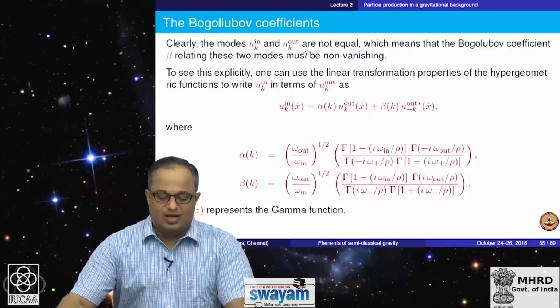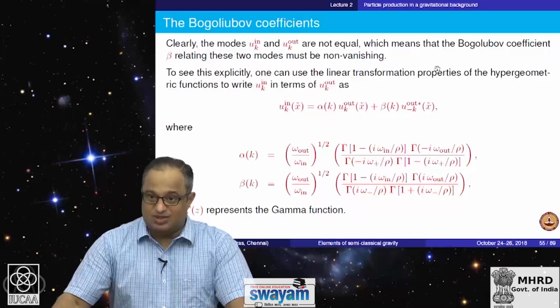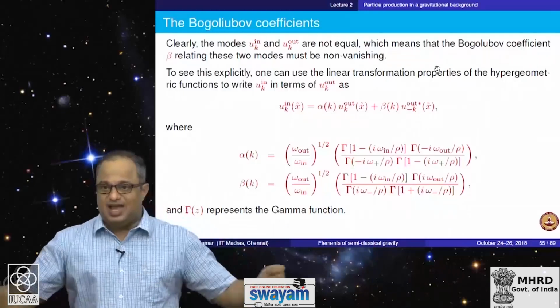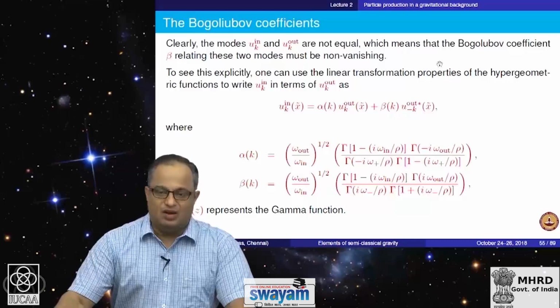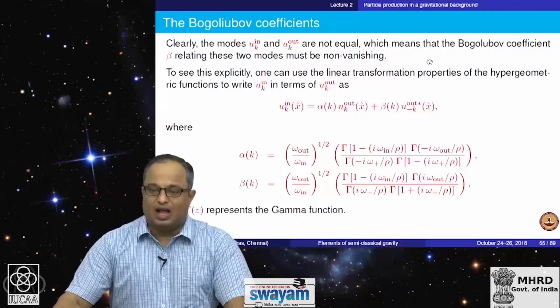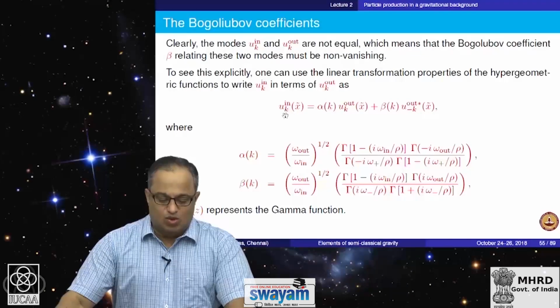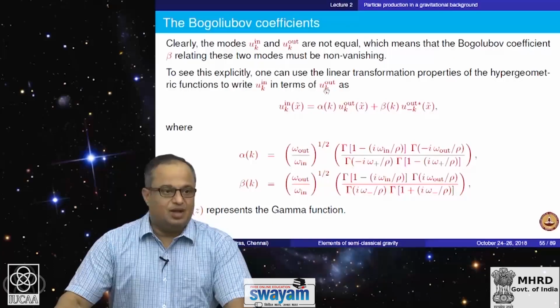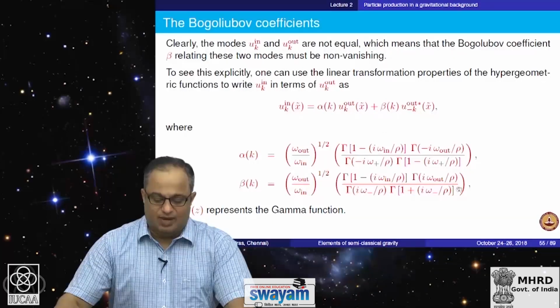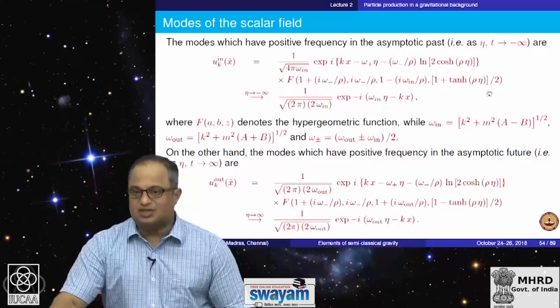Clearly the modes u_k in and u_k out are not equal, remember these are positive frequency modes. If they had remained the same, then there would be no Bogoliubov coefficient beta. It would have been 0, but they are not the same, and therefore there will be a non-zero Bogoliubov coefficient beta, and you can show that u_k in and u_k out are related through a beta in this fashion. Beta is non-zero, and it is given by this expression where these gammas are the gamma functions, and again this just follows from the properties of these functions.